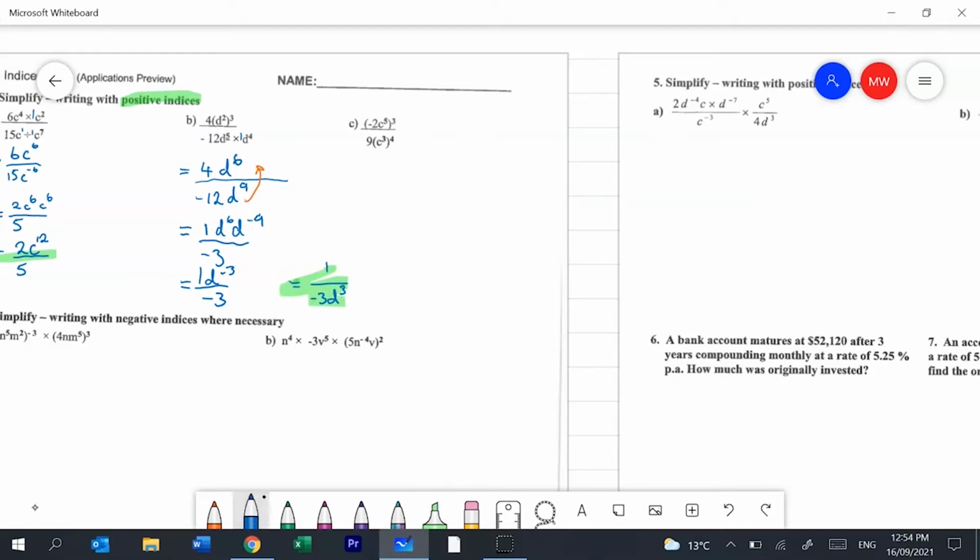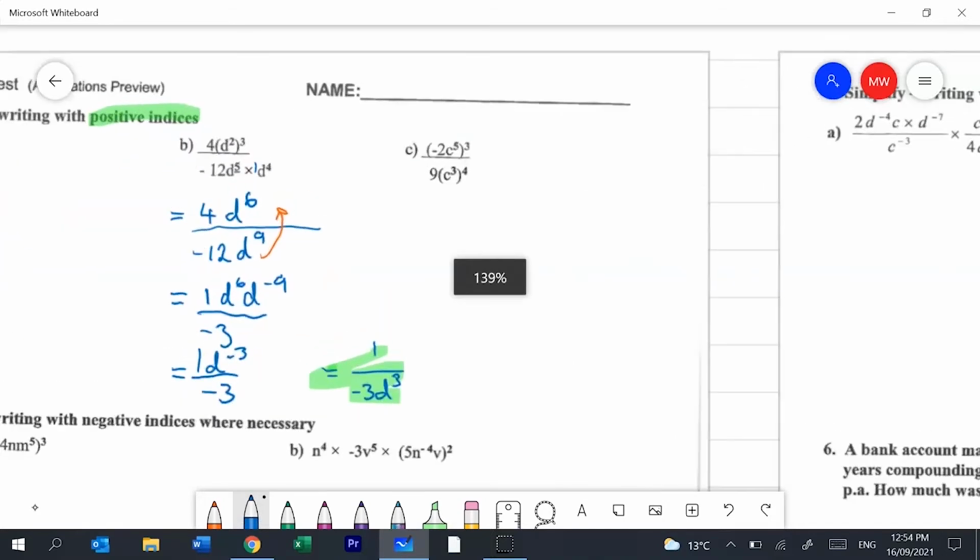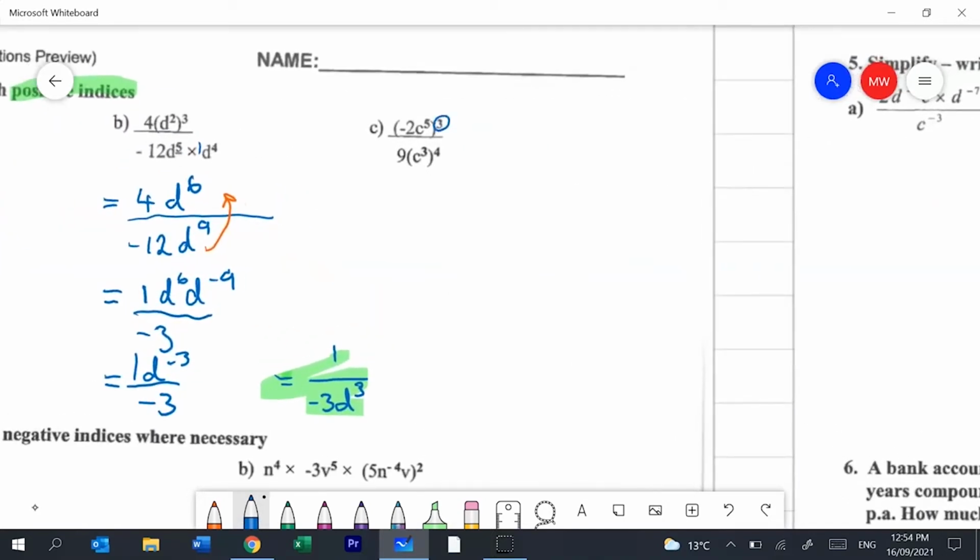Question C, let's have a look at this. Let's tidy up those brackets at the top up there. Remember that that little 3 applies to this 2 as well, because that 2 has actually got a little indice of 1 that we don't bother writing up there. So that means that this one is going to be minus 2 cubed makes minus 8. And then I've got c to the 5 times 3, which is 15. And that's all over 9. c to the 3 times 4 is 12.